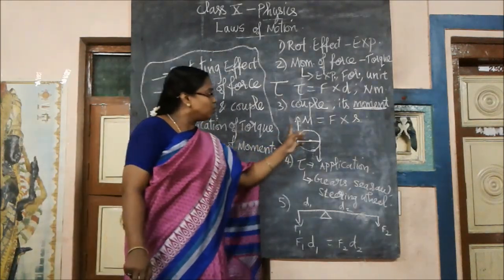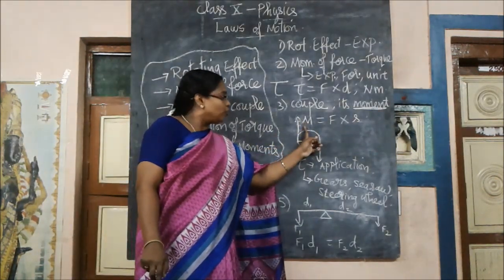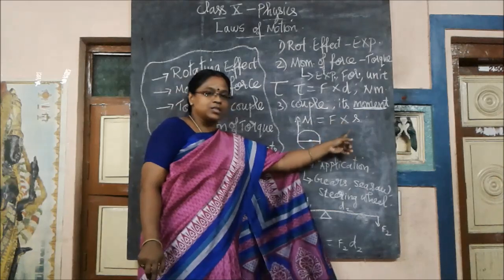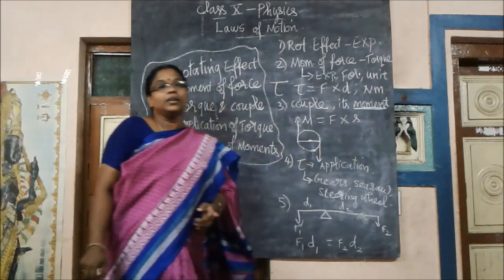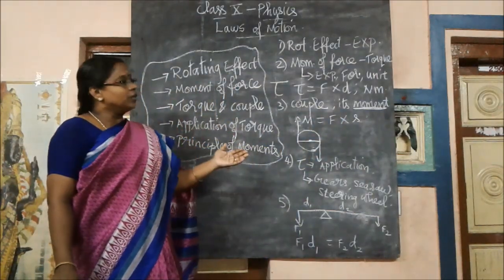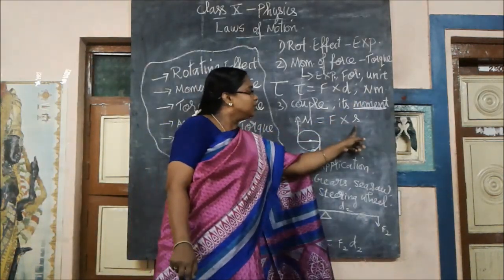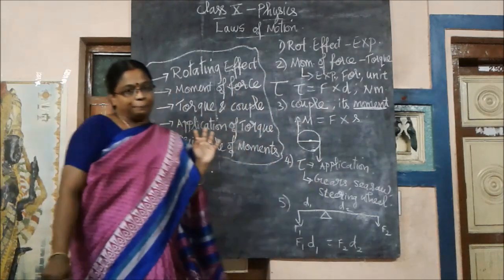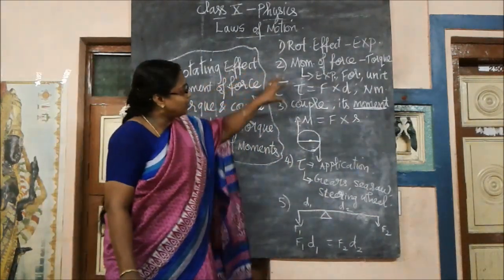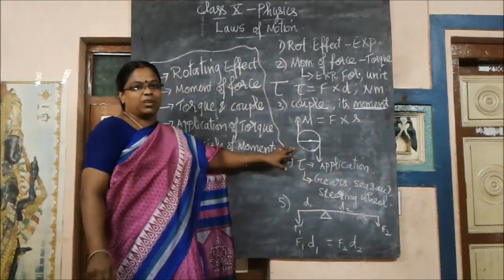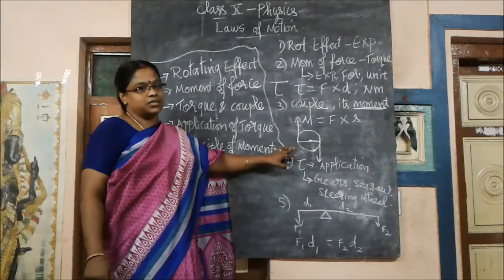Can you understand, children? What is the moment of force? Moment of force is equal to F into S: force into perpendicular distance. What is the unit? The force unit is newtons and the distance unit is meter. So both factors remain the same, but the unit changes a little, right?